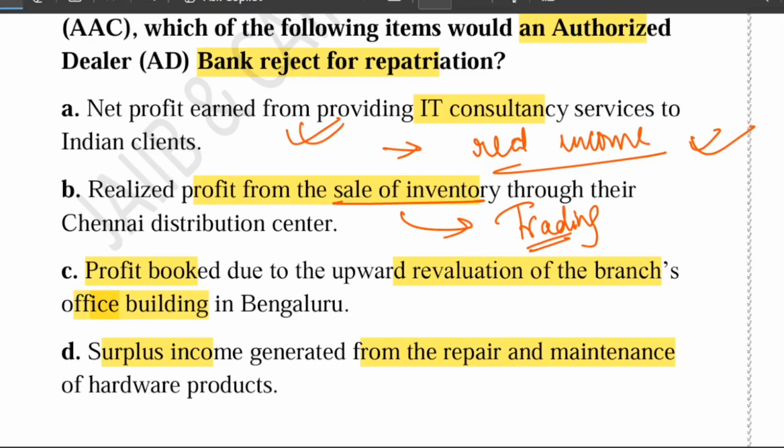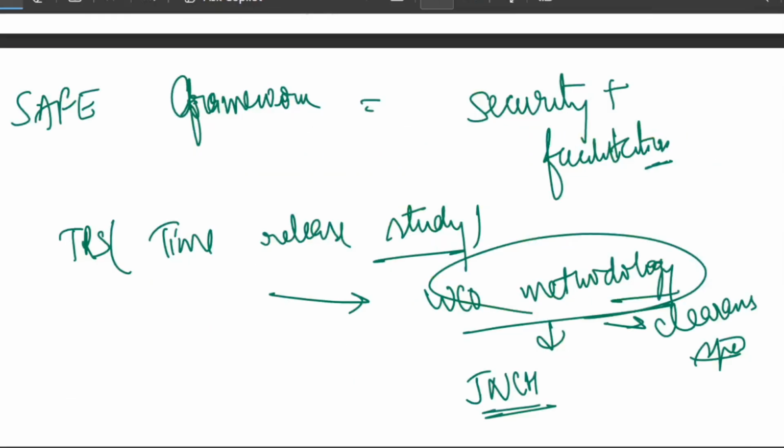So option B is all about trading, right? Trading is obviously allowed. Now if you look at option C, that profit booked due to upward revaluation of the branch office building, please understand. Option C is talking about the revaluation profit. So the question is, will the AD allow the revaluation profit to be repatriated outside India?